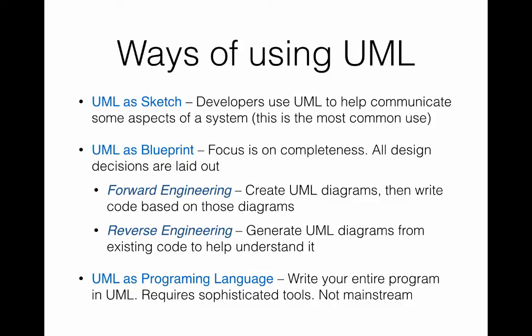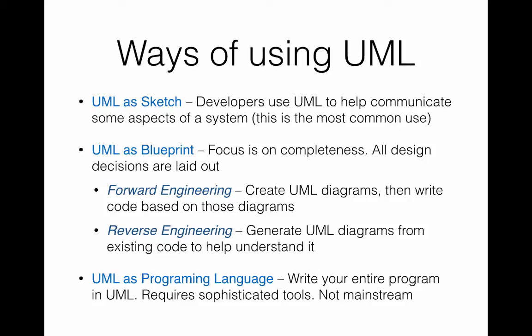UML as a blueprint means that the UML documentation, the diagrams, is meant to mirror the code. In particular, with class diagrams, there are tools that help you do this. Some tools allow you to create the class diagrams, and then they generate stubs for classes that you have to fill in with the implementations. This is called forward engineering. Some tools will analyze the code you've written and then create class diagrams from that. This is called reverse engineering. And of course, some tools will do both.